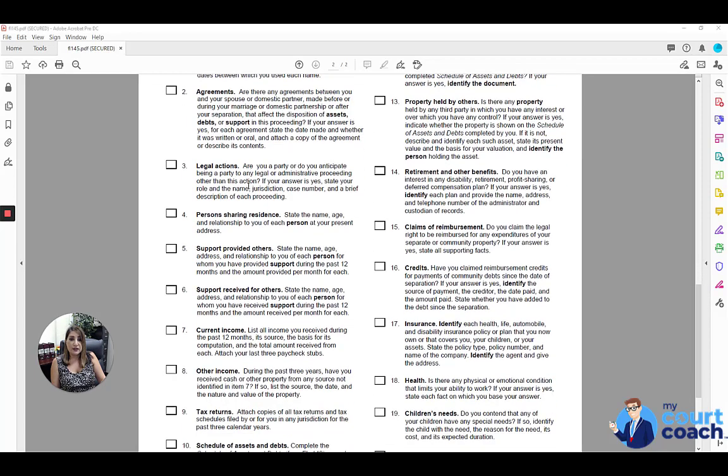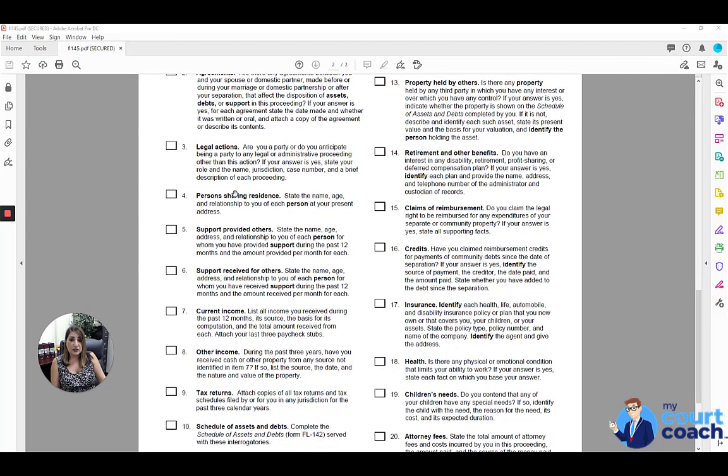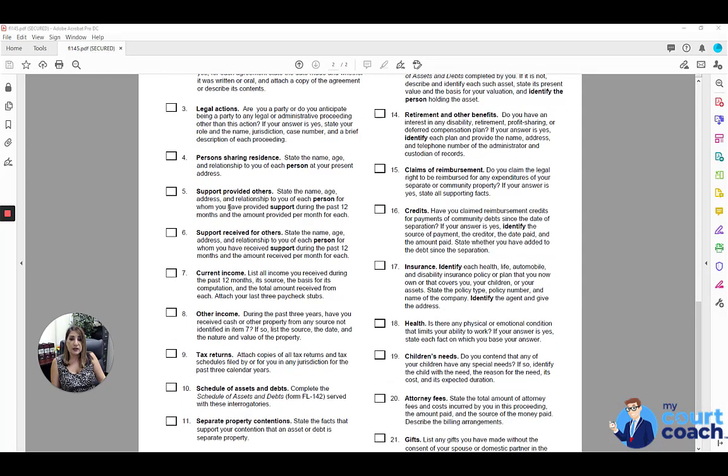The next section asks if there's any legal actions that the other party is involved in or anticipates being involved in. Below that, you would mark if you want the other party to list the name, age, and relationship to them of every person at their present address. Below that, if the other party is providing support to others, you can have them identify those people and the amount of support being paid. Below that, item 6 is support received for others. If the other side is receiving any support from others, you would mark this box to have them identify who is supporting them financially.